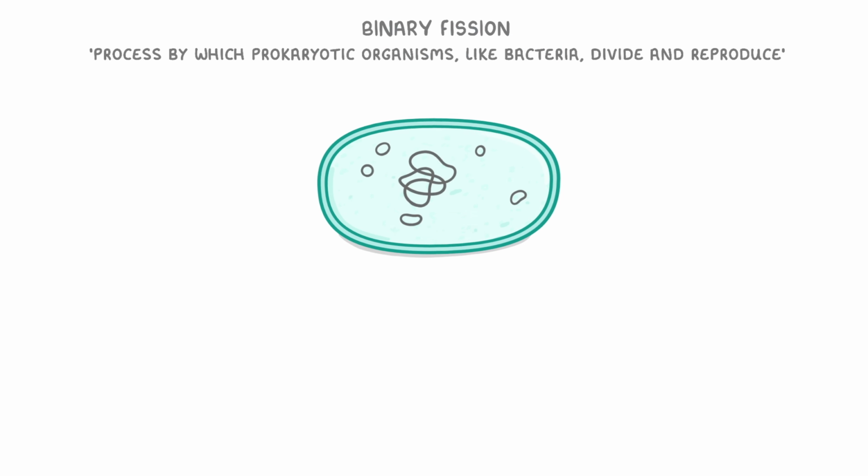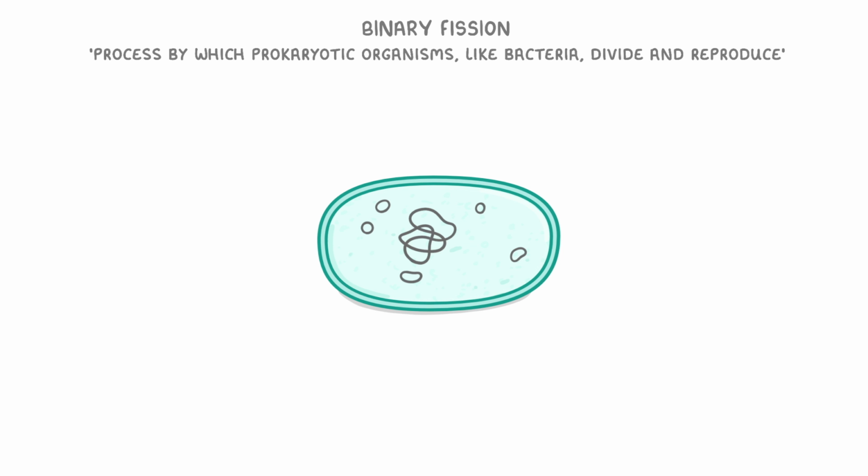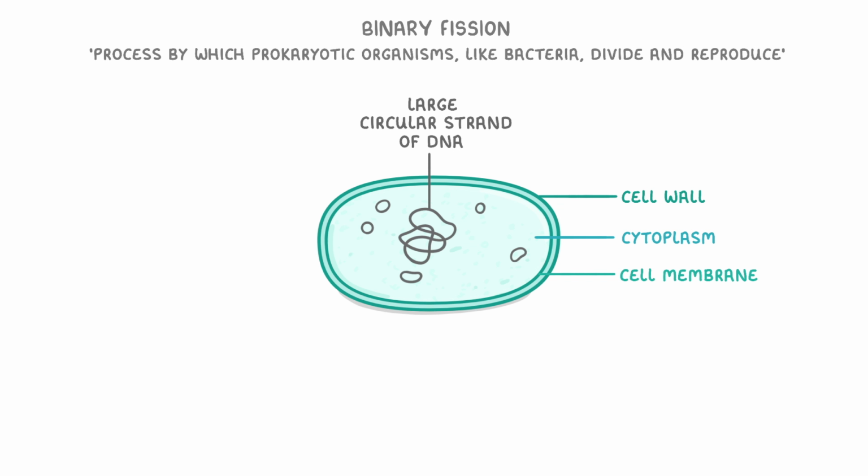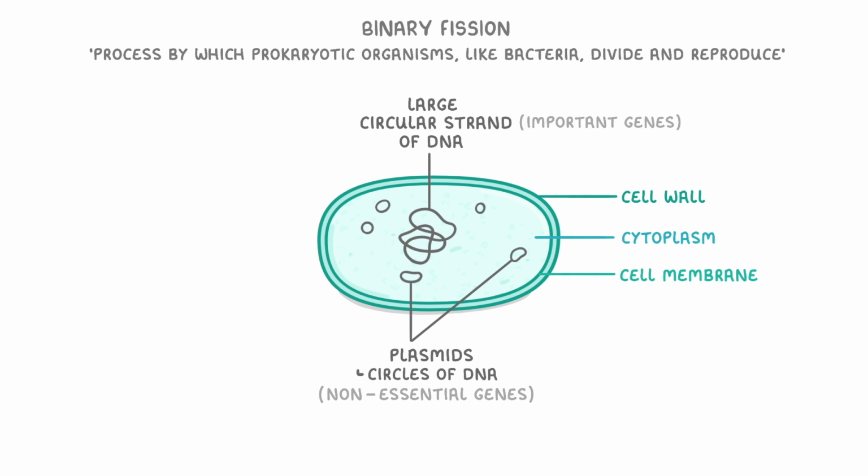So if we start off with a single bacterial cell, we can see that they have a cell wall, a cell membrane, cytoplasm, a large circular strand of DNA that contains all of their important genes, and then a whole bunch of little plasmids, which are also circles of DNA but contain non-essential genes that only sometimes come in handy. Some bacteria also have a flagellum, which is like a tail that they can use to move around, but not all bacteria have one.